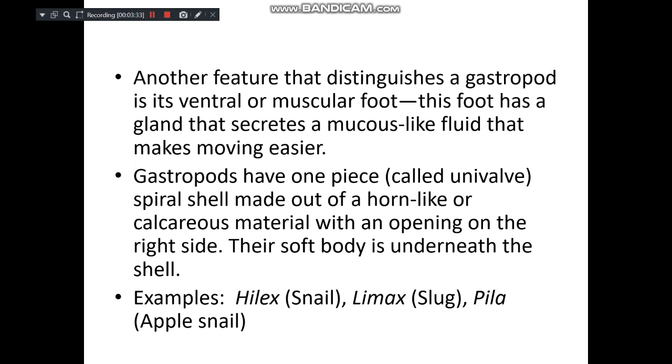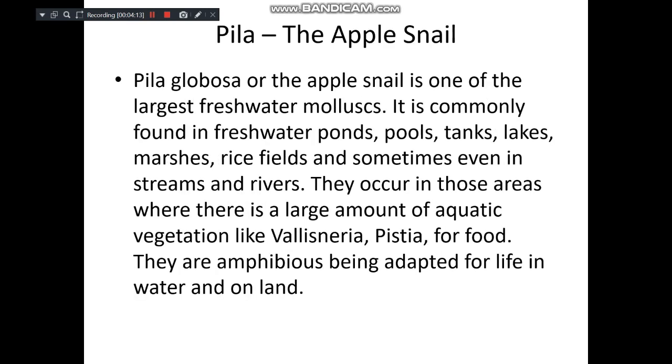So, these gastropods have only one piece of spiral shell, made out of horn-like or calcareous material, with only one opening on the right side. The body is soft, because all of you know the molluscans have very soft bodies, and it lies underneath this single shell. Good examples for this Gastropoda are Helix, Limax, Pila, even the conch, ಶಂಖ ಅಂತ ಹೇಳ್ತಿರಲ್ಲ ನೀವು ಕನ್ನಡದಲ್ಲಿ, all of them belong to this class Gastropoda.